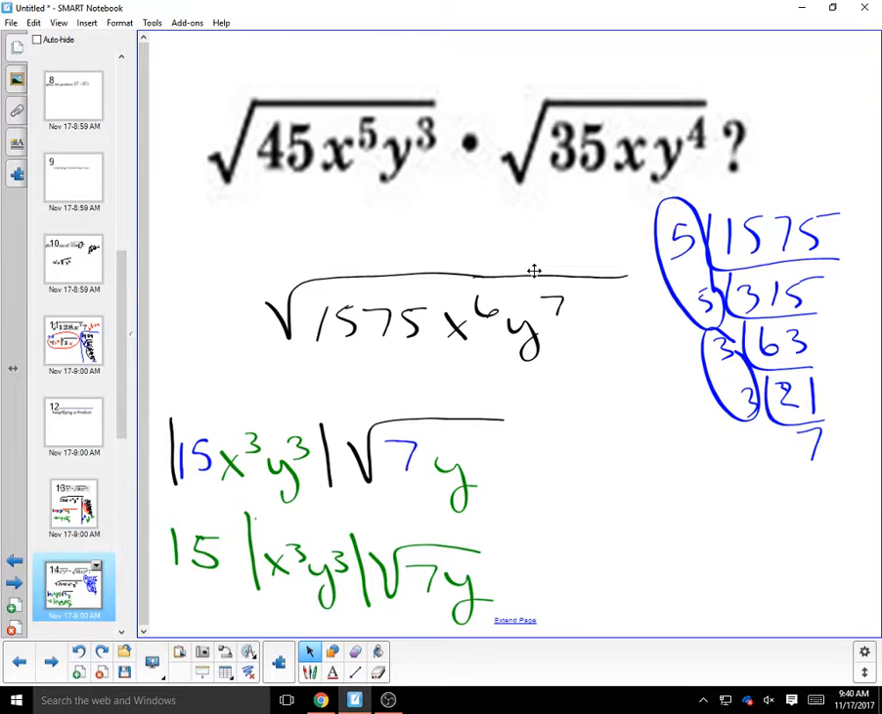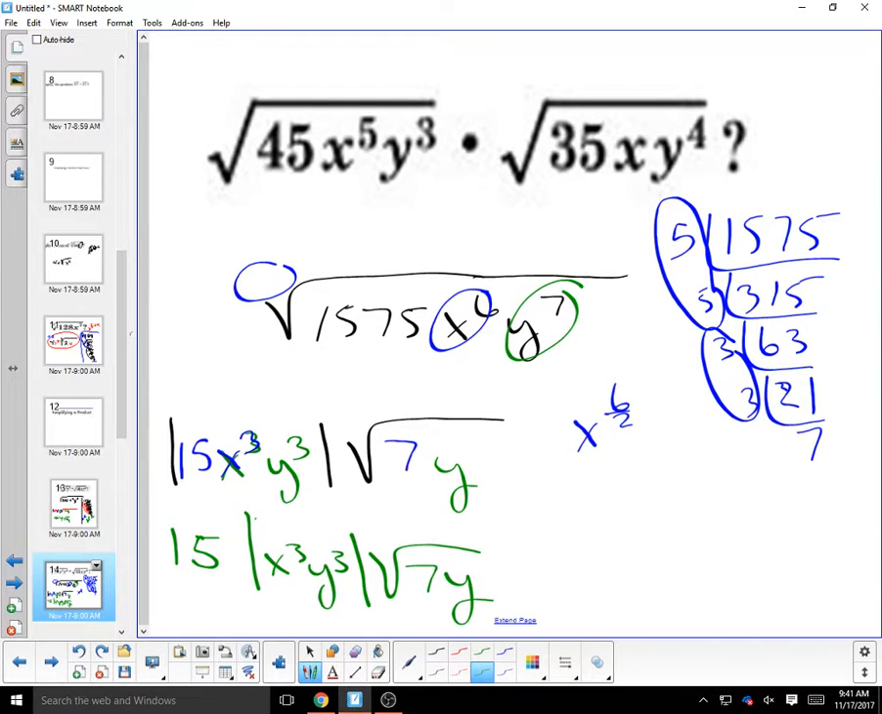Let me show you what I did. To get that, we went x to the 6th. What is the index here? It's 2. If you don't see a number, it's 2. So what's 6 divided by 2? 3. And that's why we got x to the 3rd there. Now for the other one, we've got y to the 7th over 2. That gives me 3 with a remainder of 1, right? That's why we've got y to the 3rd here, and then one remainder that goes back inside. Okay?